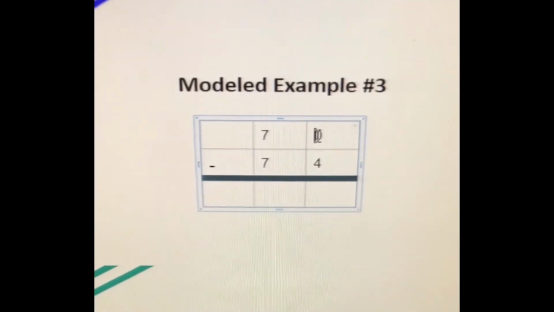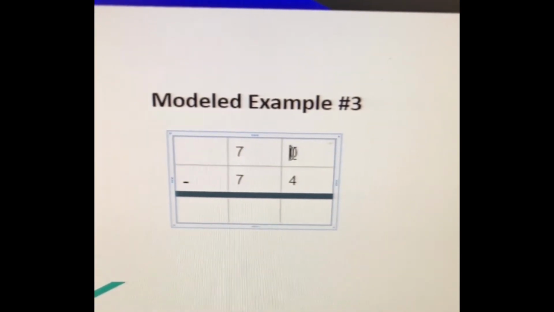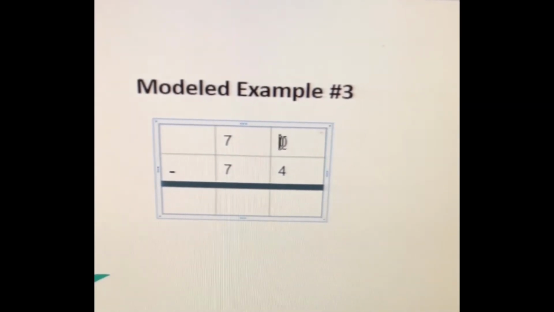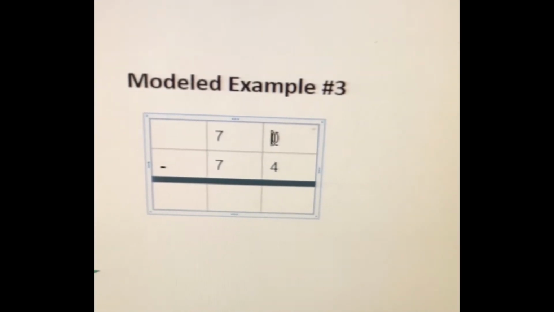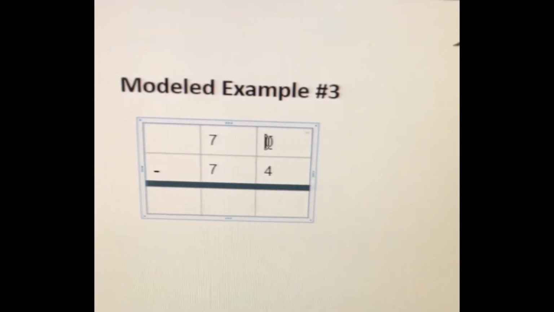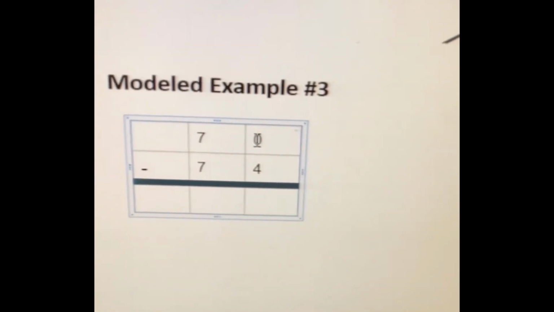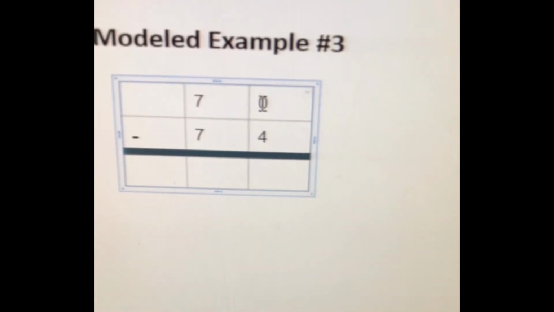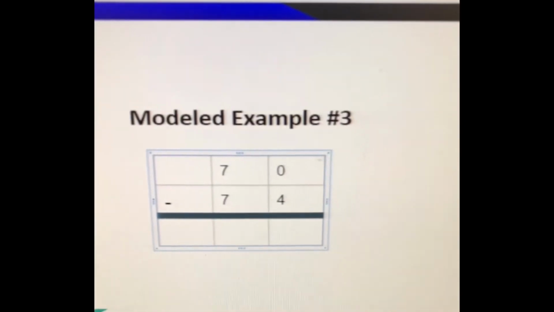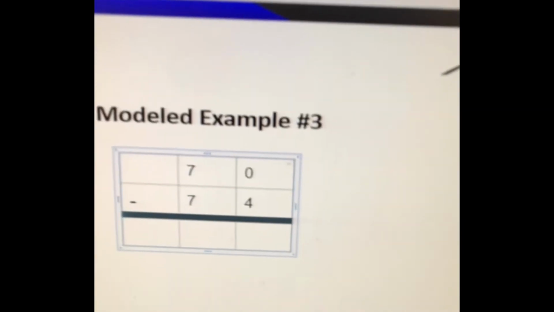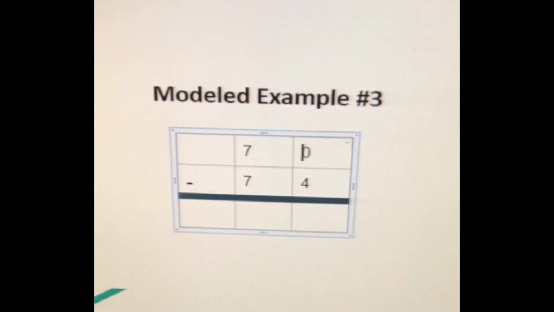Now again, if you're saying to yourself, I can't in my head go 0 plus 10 equals 10, think of it this way. All you're doing is you're rewriting the number with a 1 in front of it. You're just putting a 1 in front of the number. A 0 with a 1 in front of it is 10.